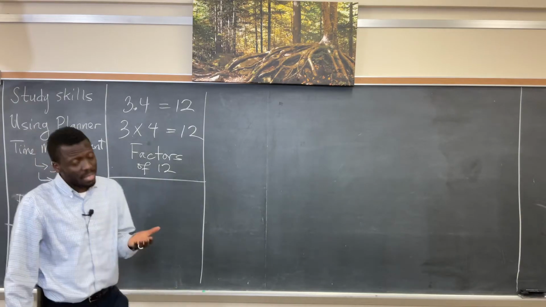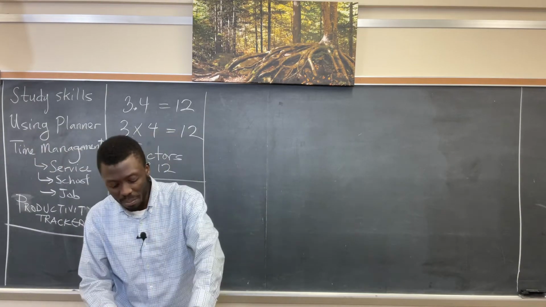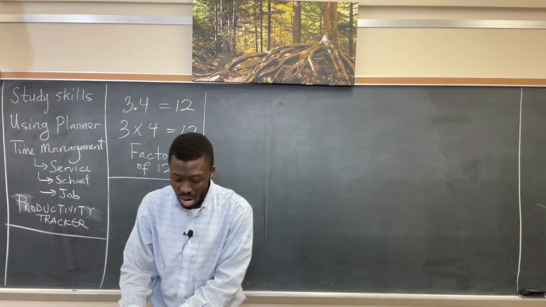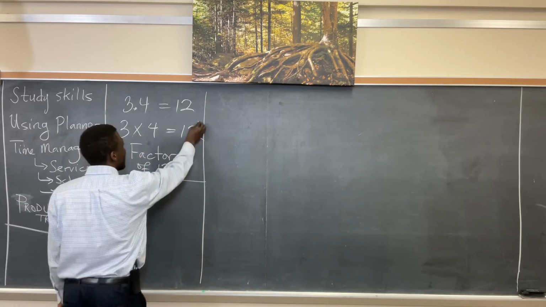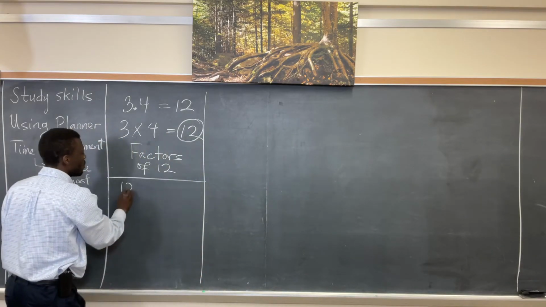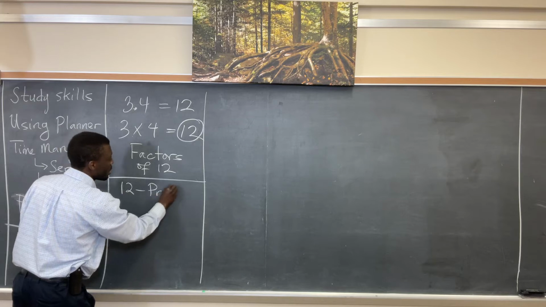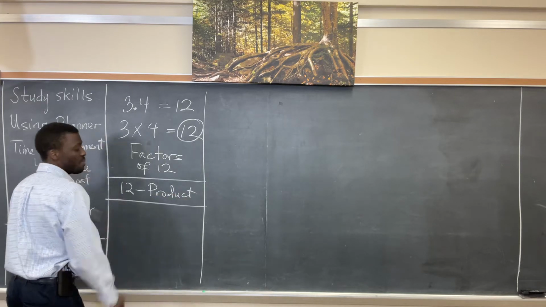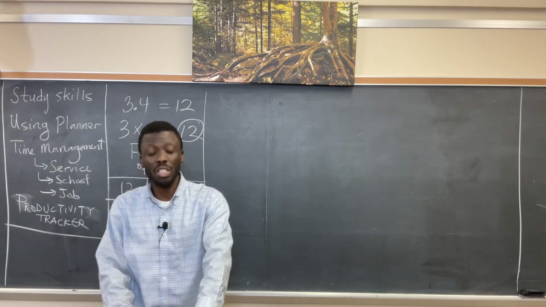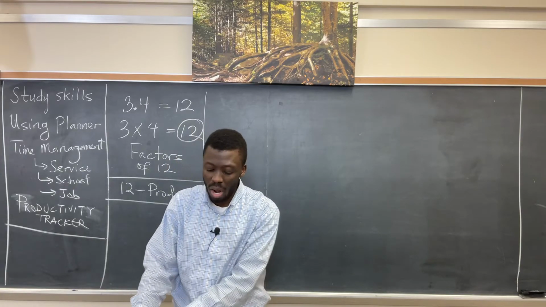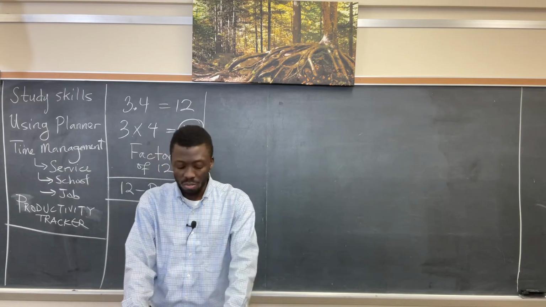Now, 3 is a prime number. We'll talk about that later. 12 is called the product. The product is this, 12 is the product. Okay, so 3 times 4 is 12. The number 12 is called the product, while 3 and 4 are called factors.